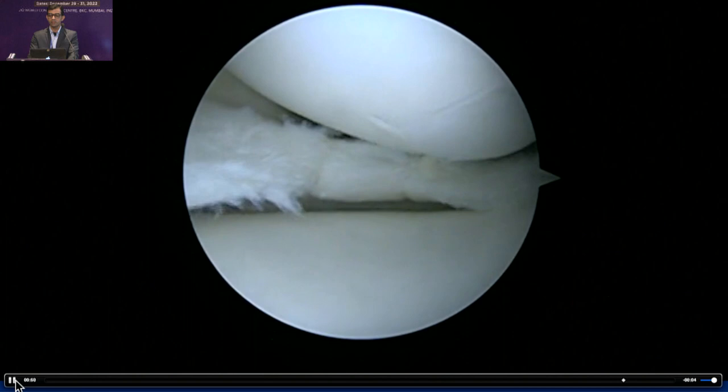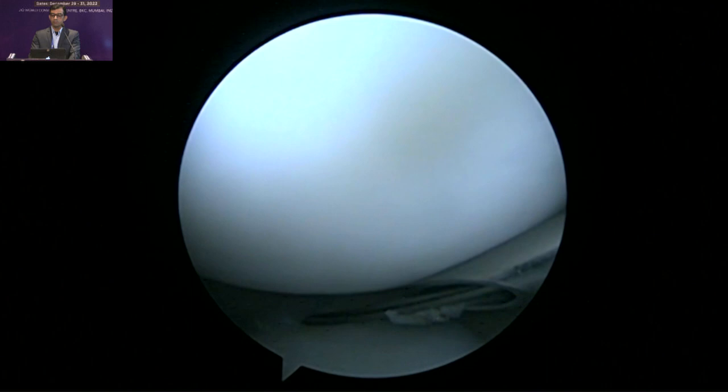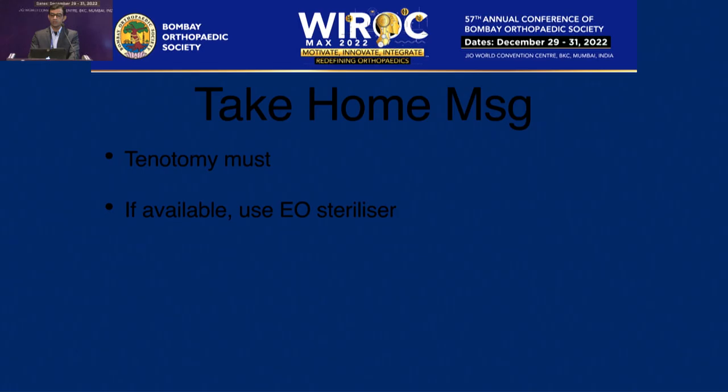Similarly, this we have already seen. This is also a standard needle which you can use for the meniscus repair from inside out technique. This is also a disposable one, but you can use it as per your want for another 2-3 cases to make it affordable. So take home message, tenotomy, I would like to prefer it in most of the patients so that medial joint space is increased and my meniscus repair or root repair becomes very easy, even for few cases of meniscectomy. And if ETO sterilizer is available, you should always make use of that to make it as affordable as possible. So thank you very much for that.